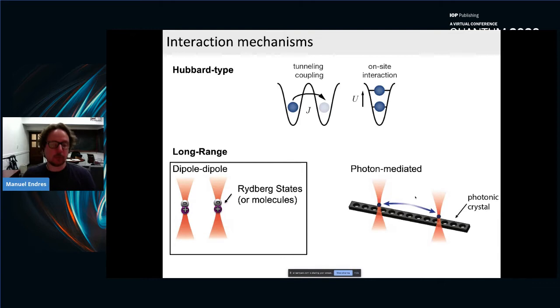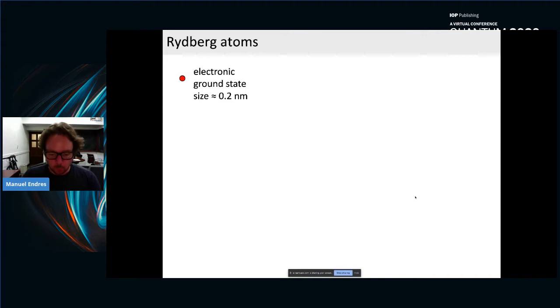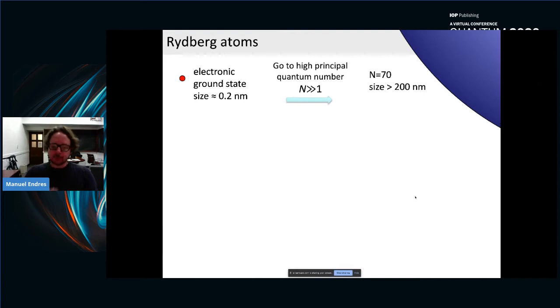Rydberg interactions and their limits. What do I mean with a Rydberg state? So normally, if you have an atom in its electronic ground state, the electronic wave function of its outer electron is quite small. Now, if you go to very high principal quantum number, the size of the electronic wave function can be extremely large. As a main consequence, this electronic wave function is easily polarizable.